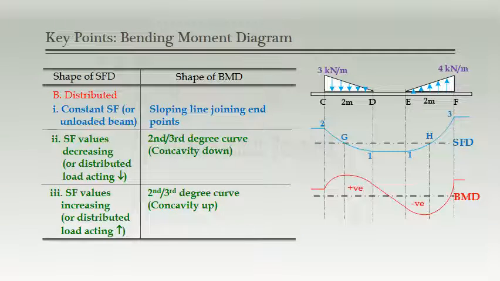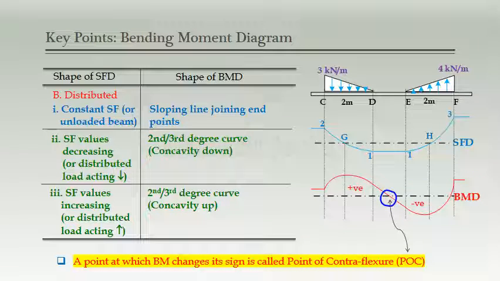See here, as I said, whenever UVL is acting downward, BMD is concave down. When UDL or UVL is acting upward, BMD has concavity up. So that is a simple point to remember. But one more interesting point we have to think about: whenever BMD crosses the axis at this particular point, bending moment changes its sign from positive to negative. Such a particular point, where bending moment is 0 and changes from sagging to hogging nature, is called the point of contraflexure, right?